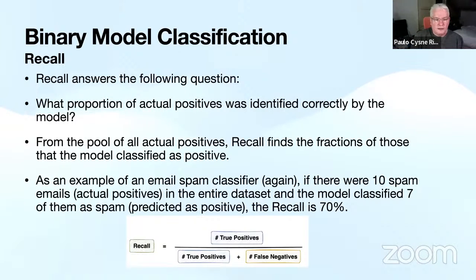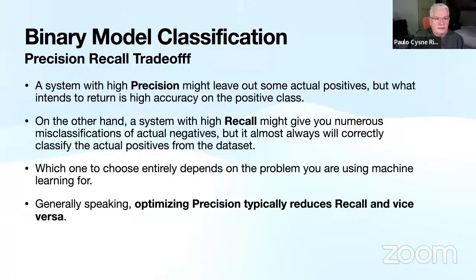So as an example, if there were 10 spam mails, actual positives, in the entire data set, and the model classified 7 of them as spam, predicted as positive, the recall would be 70%. So recall is a different measure. It looks at the classification from a different point of view. And what is the precision recall trade-off? It is that if you have a high precision, it may leave out some actual positives, but what it tends to return is higher accuracy on the positive class.